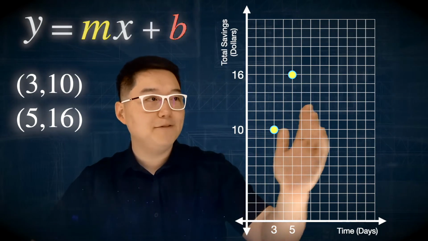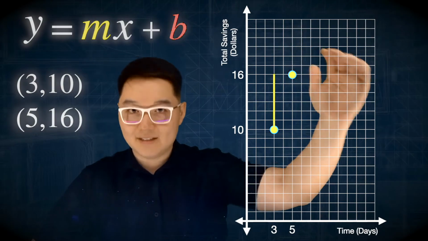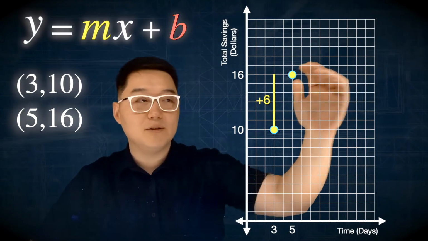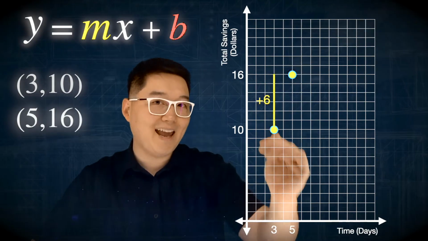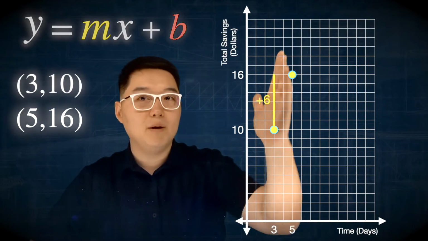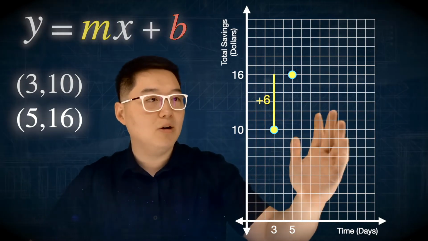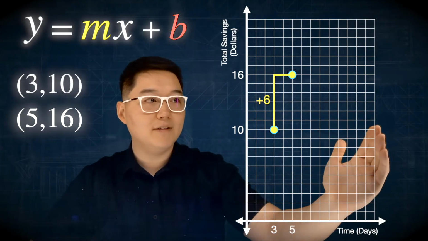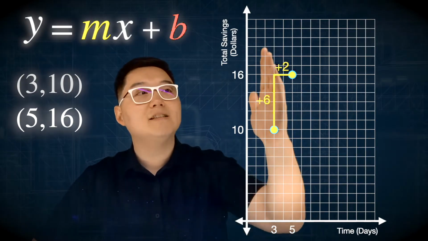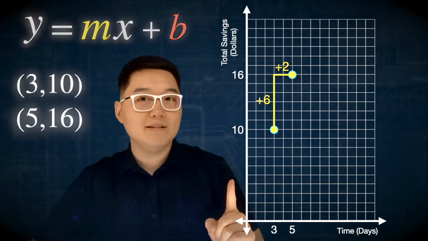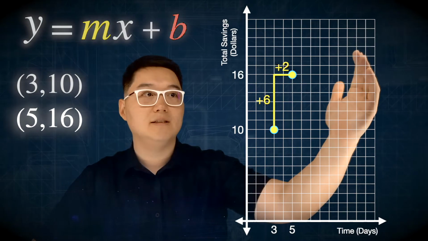Well, from 3 to 5, we see that you gain $10 to $16. That means the rise is $6. That means you gained $6. But what about how many days have passed? What's the run? Well, 3 to 5, that means you passed 2 days. So the run is 2. That means you're gaining $6 in 2 days.